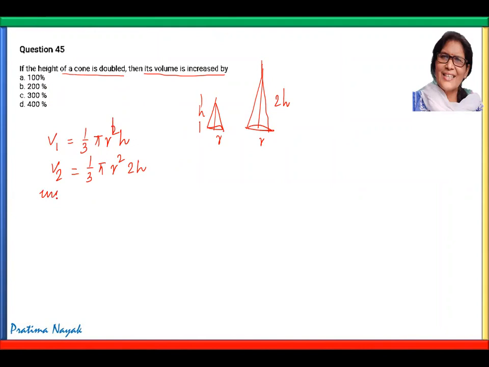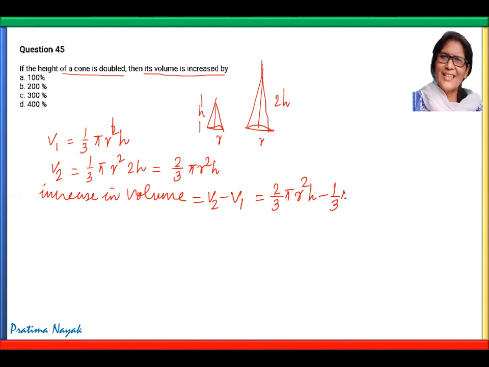Then what is the increase in volume? Increase in volume is V2 minus V1. V2 is how much? 2 will be multiplied, 2 by 3 pi r square h. So it will be 2 by 3 pi r square h minus 1 by 3 pi r square h. So it will be 2 by 3 minus 1 by 3 pi r square h. So increase in V is equal to 1 by 3 pi r square h.